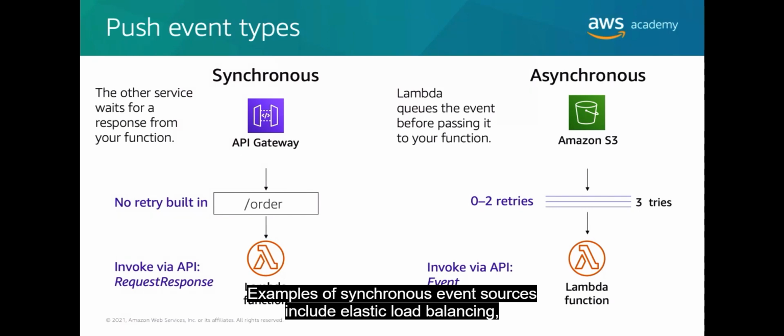Examples of synchronous event sources include Elastic Load Balancing, Amazon Cognito, Amazon Lex, Amazon Alexa, API Gateway, AWS CloudFormation, Amazon CloudFront, and Amazon Kinesis Data Firehose.